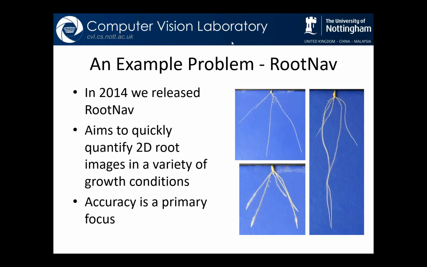And the primary focus in this particular piece of software is accuracy. So this is not quite like some of the automated systems like EasyRiser and WinRhizo, which will produce general statistics very, very quickly, but some of them might make assumptions. This one allows a user to intervene and try and really improve accuracy.